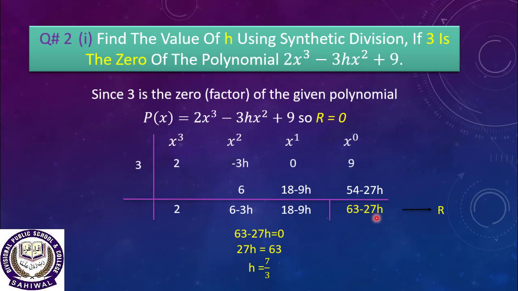Since it is the remainder, and we have already discussed that the remainder is equal to 0, so 63 minus 27h is equal to 0. On solving it for the value of h, we get 7 over 3.